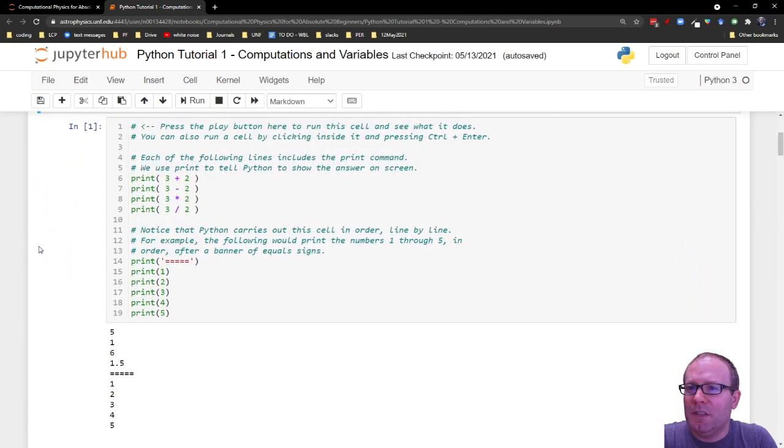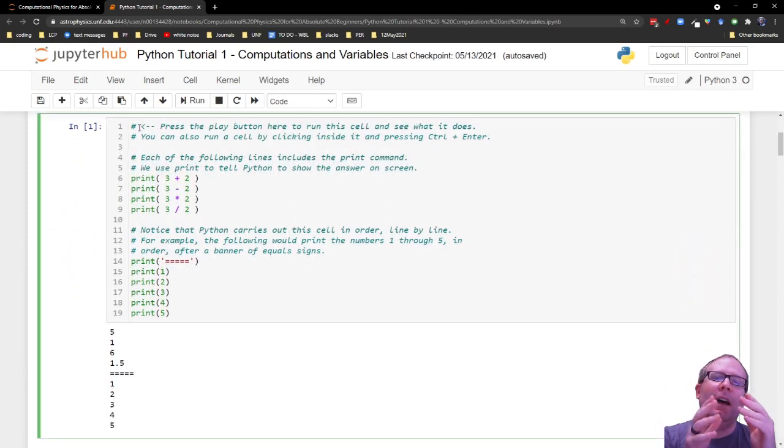So the idea of a code cell is that it's a set of instructions that the computer is going to execute one at a time in order. It doesn't do everything at once. It doesn't go around randomly. It goes down line 1, line 2, line 3, etc.